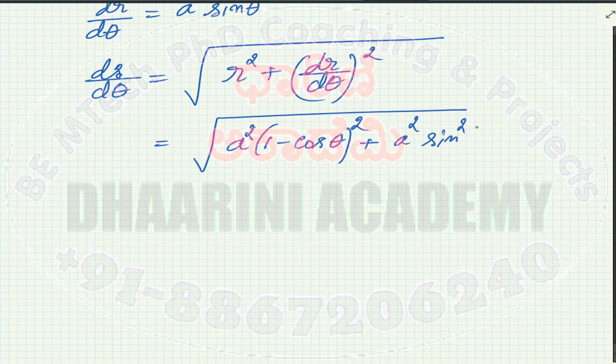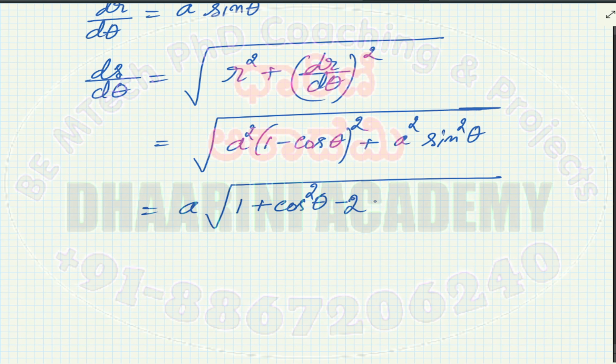Okay, now I can see that the a can be taken out. A square is common in both of them, so I'll take a outside the square root. A square, when it goes out, it becomes a into 1 minus cos theta, expand. So this is 1 plus cos square theta minus, this is 2 cos theta plus sine square theta.